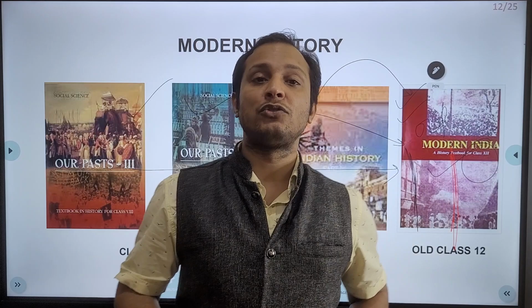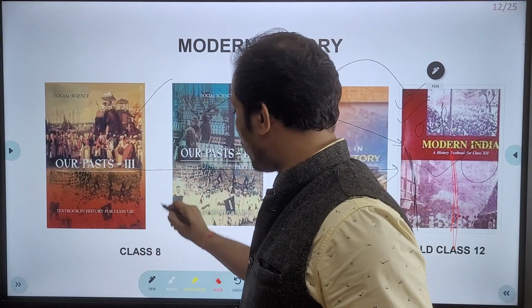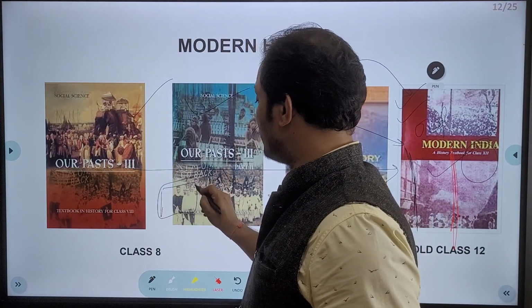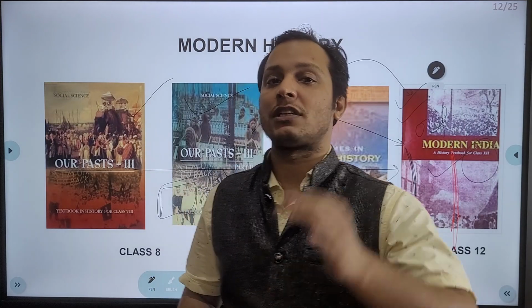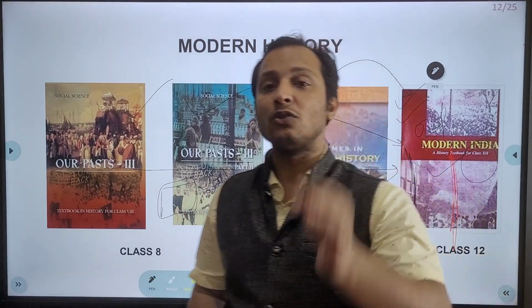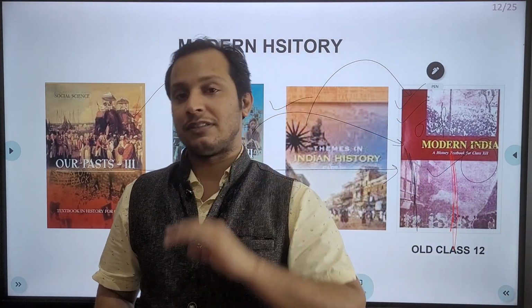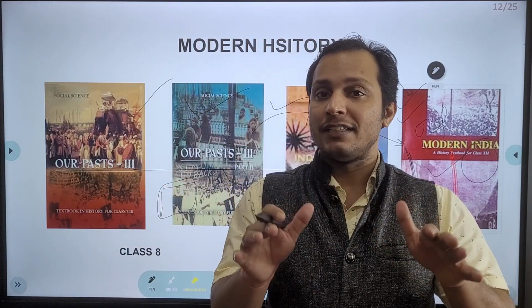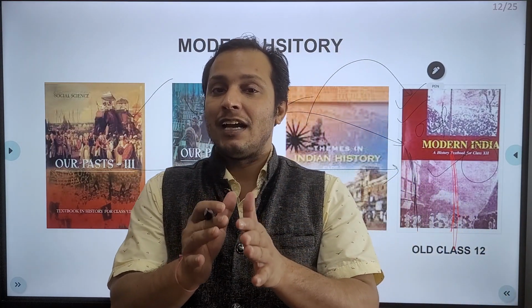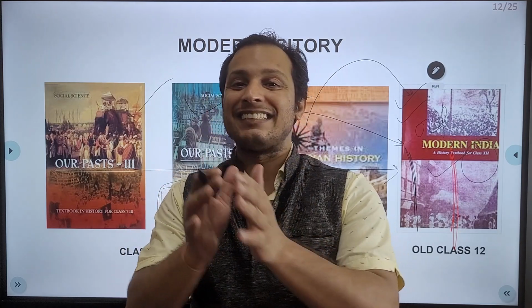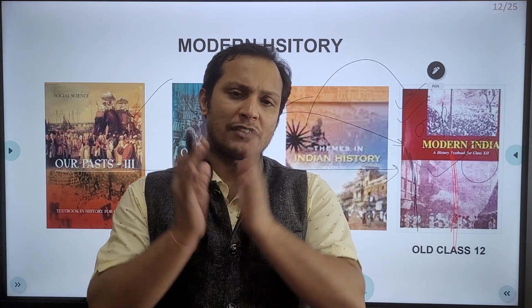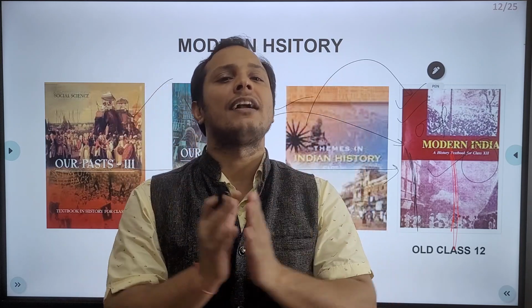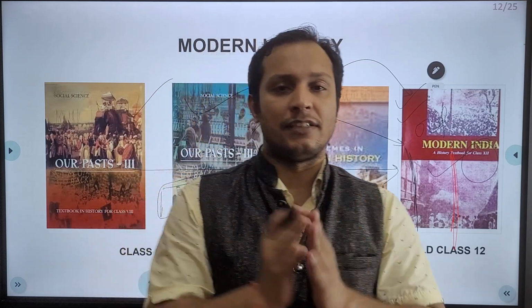One more point you should keep in mind: there are some boxes mentioned in the new NCERTs. Many questions are coming from these boxes. Don't ignore the boxes in the new NCERTs. With this, we have completed the new NCERT and old NCERT as far as history is concerned. The story of the old NCERT finishes here.